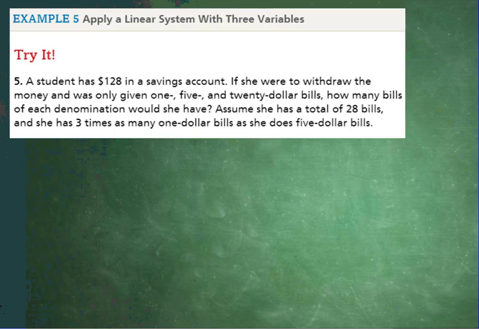We'll do this word problem in class tomorrow as well. A student has $128 in a savings account. If she were to withdraw the money and was only given $1, $5 and $20 bills, how many bills of each denomination would she have? Assume there's 28 bills. She has 3 times as many $1 bills. So we're going to have to write our own equations and then write it into our own matrix. It's not that difficult once we start breaking down the words, I promise. But I will do that in front of you tomorrow.